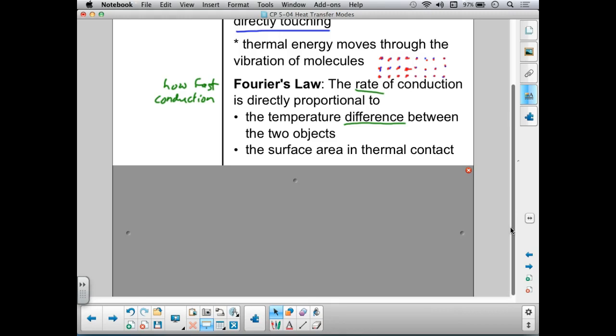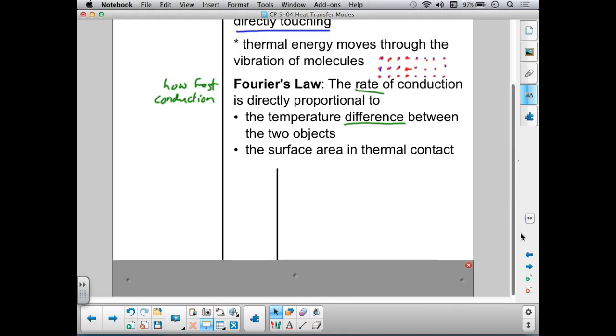Conduction also depends on the surface area of the objects that are in thermal contact. If I have a very small surface area touching between the two objects, then not much heat flow is going to happen. But if the two objects are in a lot of contact, there's a lot of touching between the objects, then more conduction can happen. There can be more heat flow.